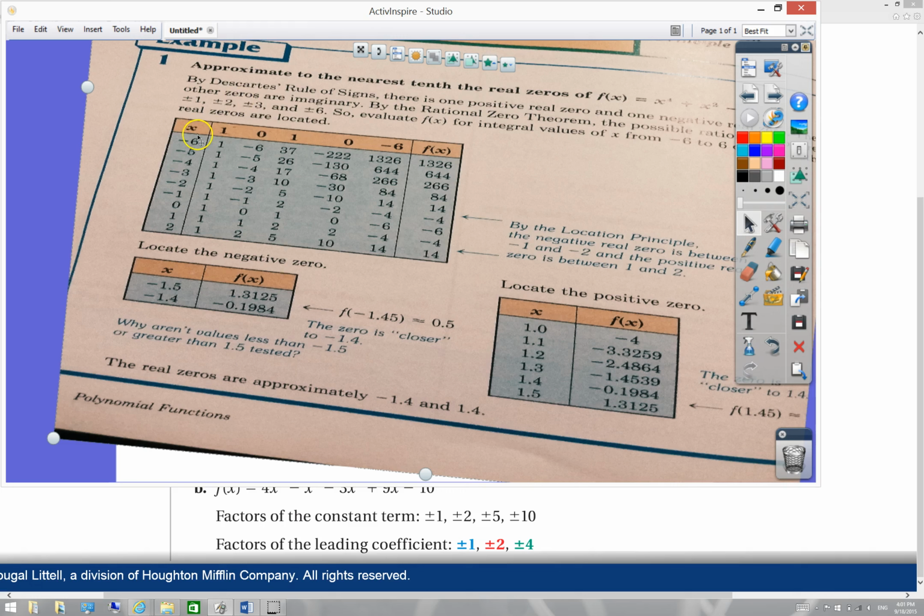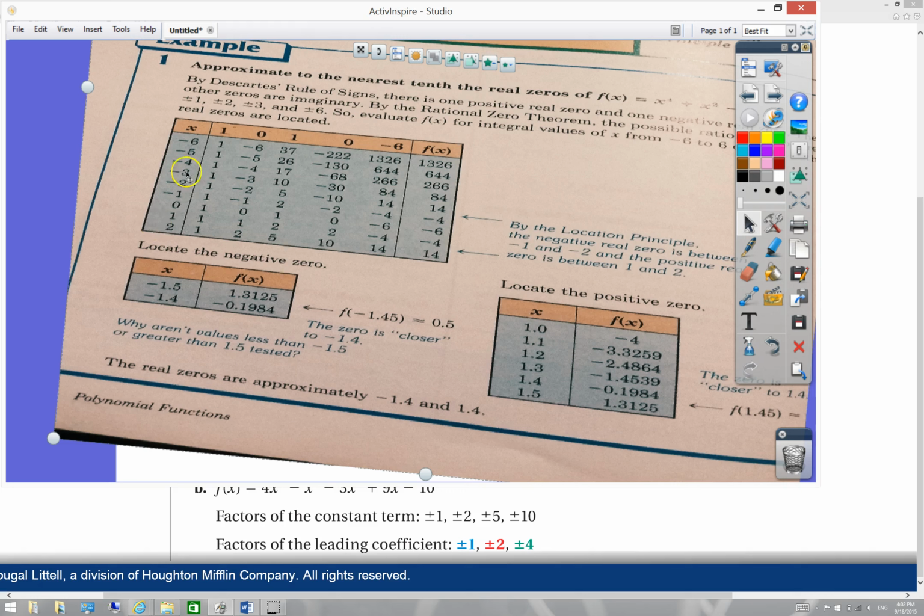They started at -6, and then they checked every integer value: -6, -5, -4, -3. I mean, some of those are in this list, but not all of them. There really would be no point in checking -5 or -4 because they're not in the list. They're not going to be zeros. So they're just checking every integer value starting with -6, and they're going to go up as high as +6.